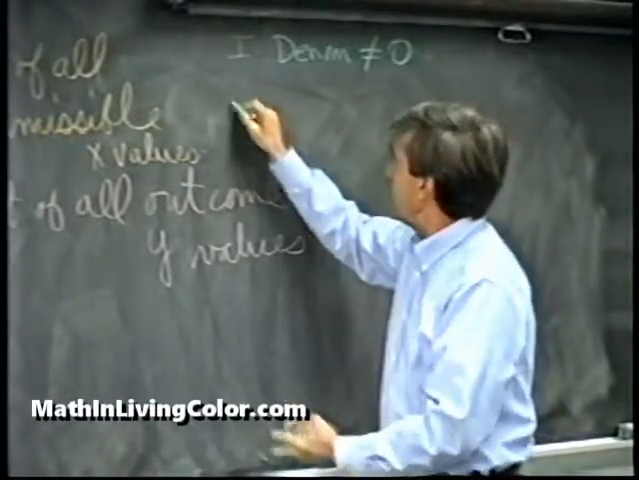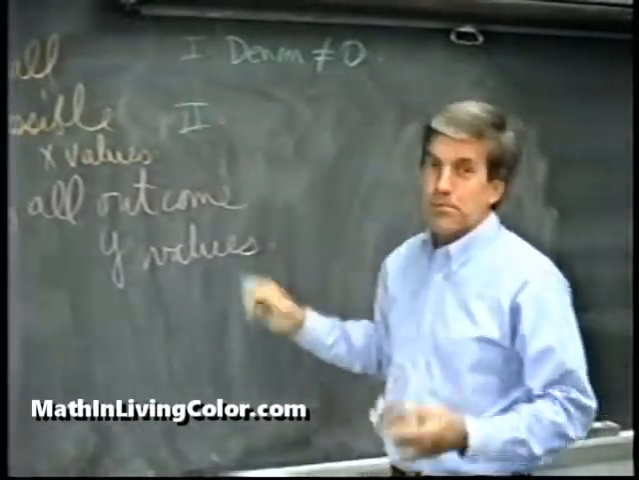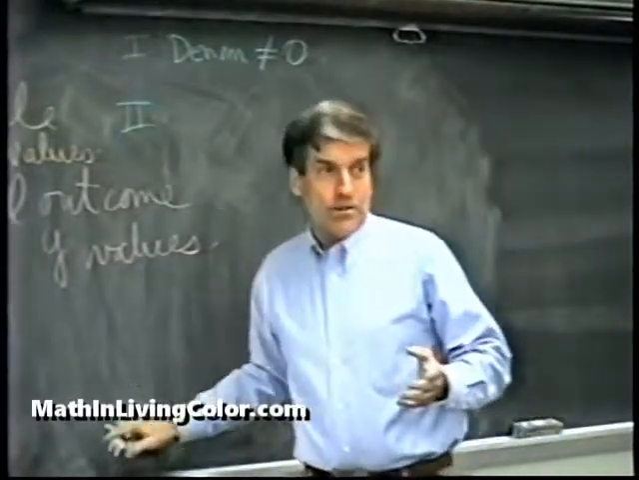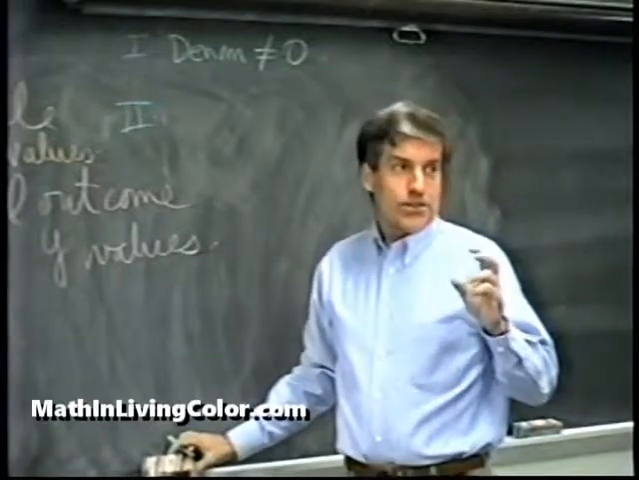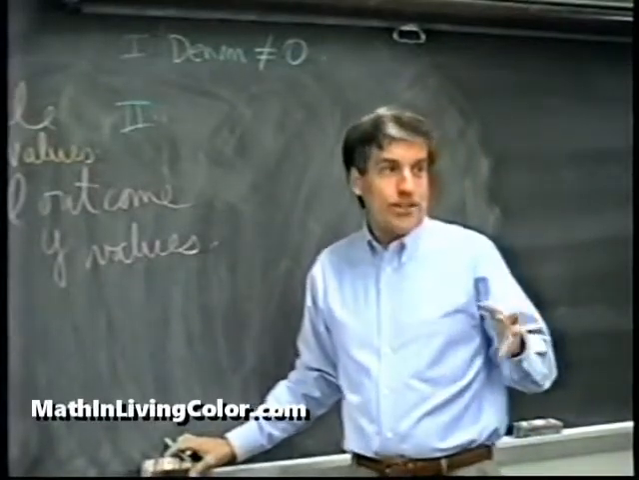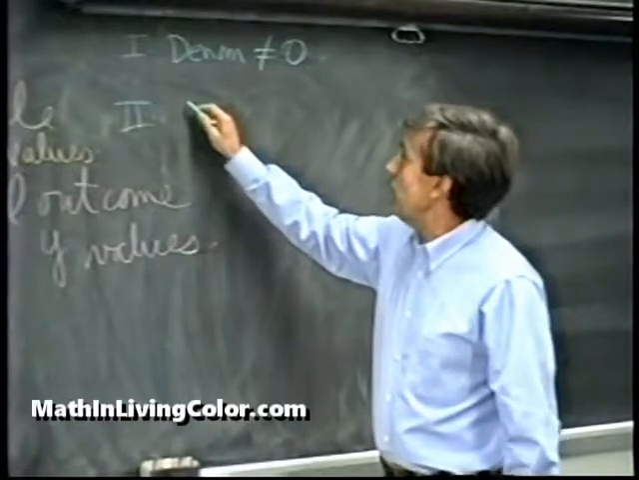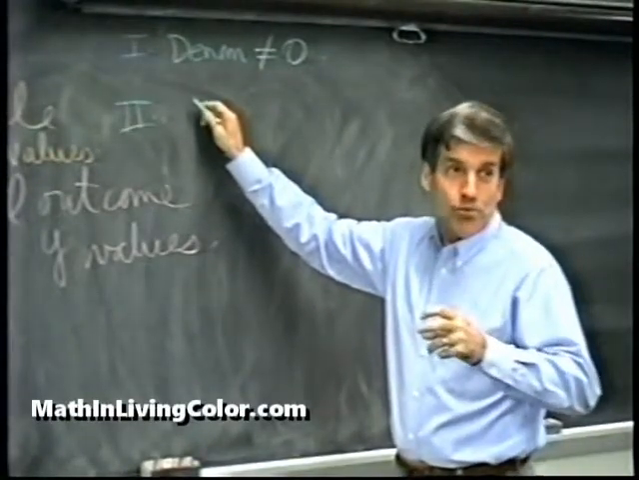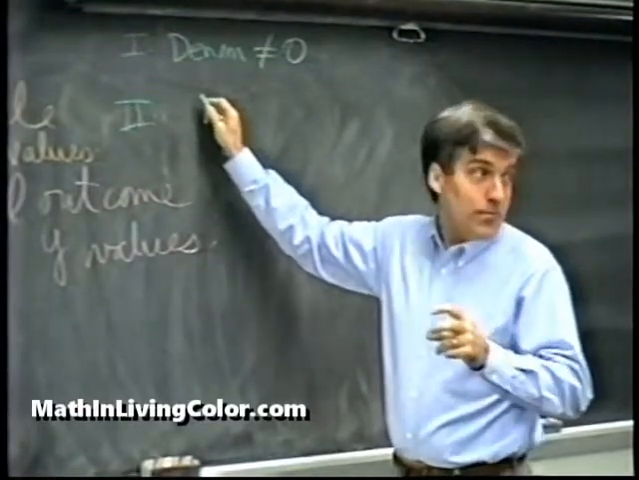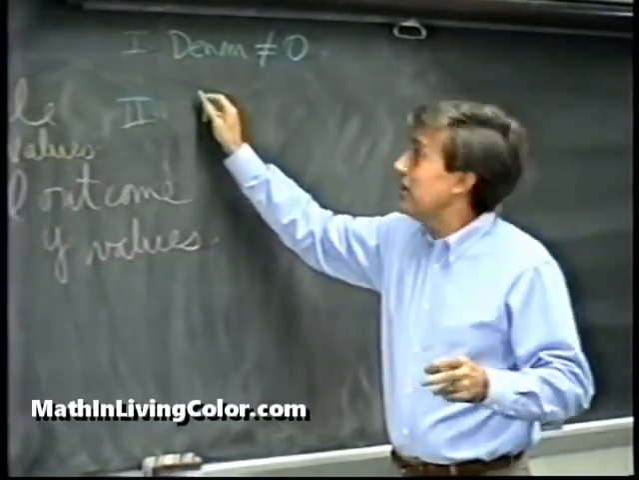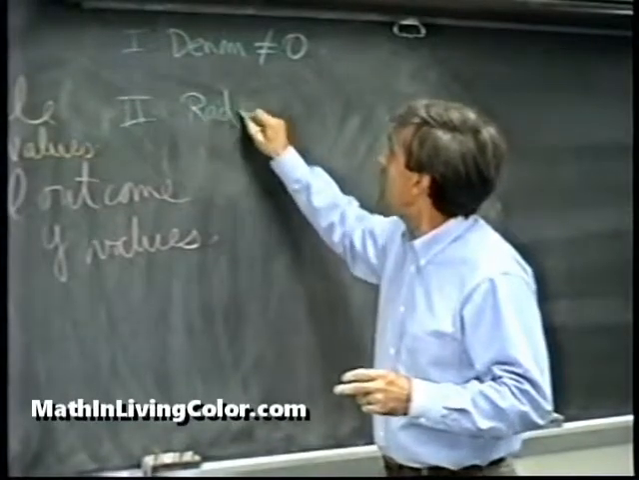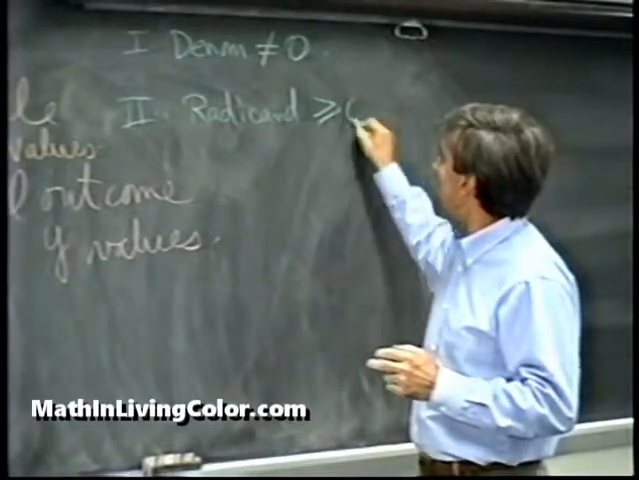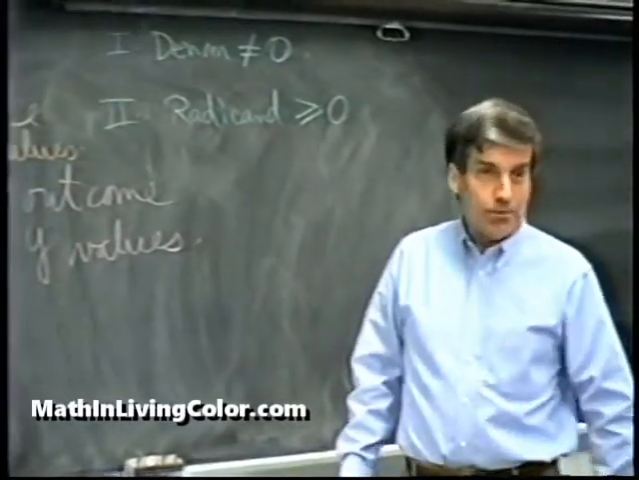Second thing that's not allowed in the real numbers, and this is specifically to real numbers, what would that be? The second thing, you're never allowed, this has to do with radicals. What would you say about a radical? If there's something in a radical, what do you know about it in the real numbers? It cannot be negative. In other words, the radicand must be what? Greater than or equal to 0. Okay? The radicand must be greater than or equal to 0.